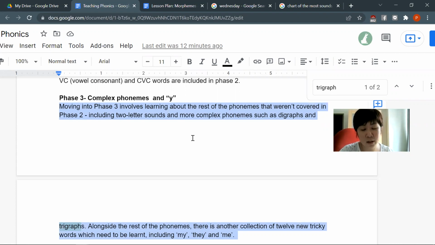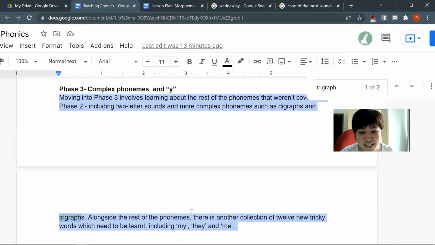Weren't. Okay. Words covered in phase 2, including 2-letter sounds and more complex phonemes such as digraphs and trigraphs, right. Alongside the rest of the phonemes, there is another collection of 12 new tricky words which need to be learned, including my, they, and me.